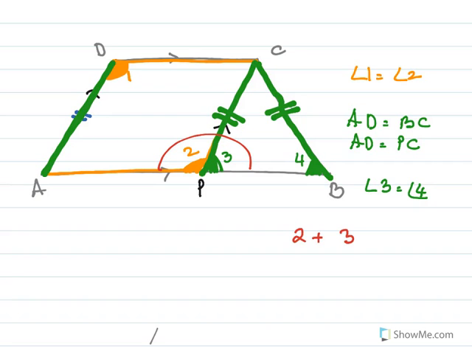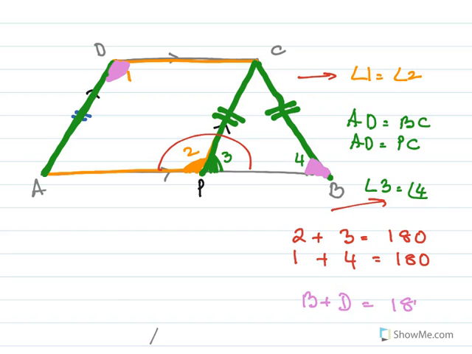So we had 2 plus 3, 180. But we know 2 is equal to 1. So 1 here. And we know 3 equal to 4. So 4 also equal to 180. So we got, now we have the opposite angles, that is D plus 4. There's 1 plus 4 is 180. So B plus D equal to 180. So I can say A, B, C, D is cyclic.